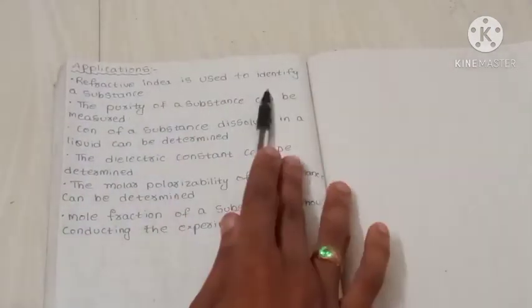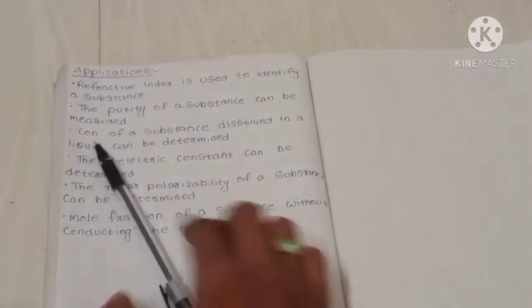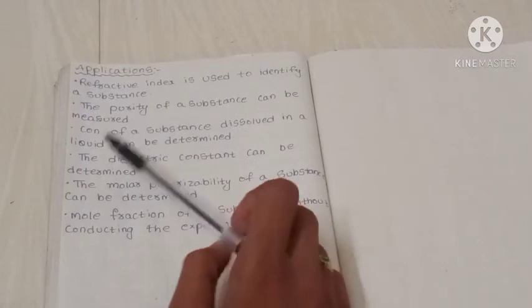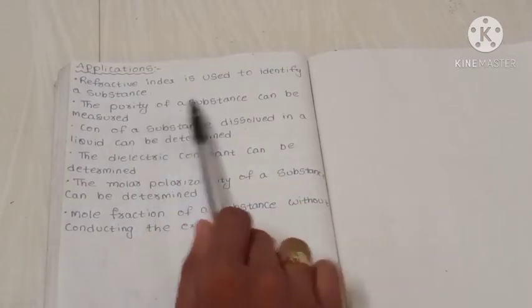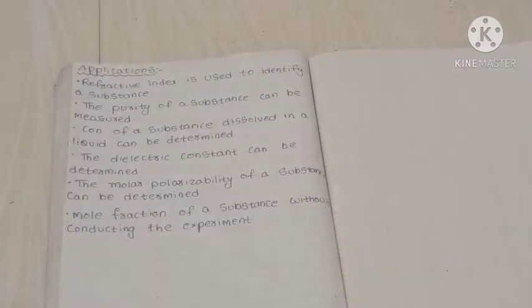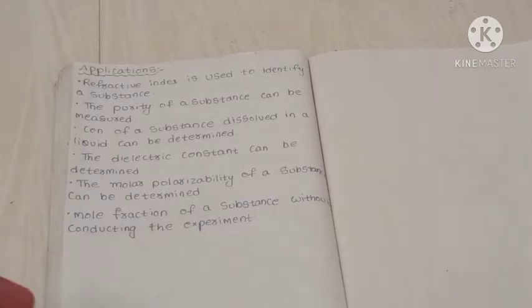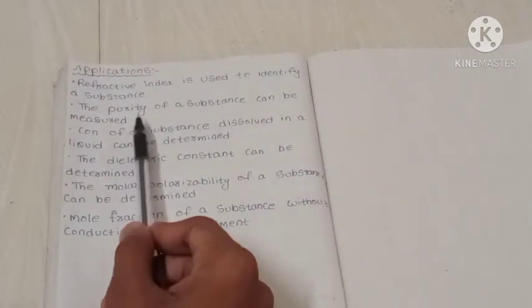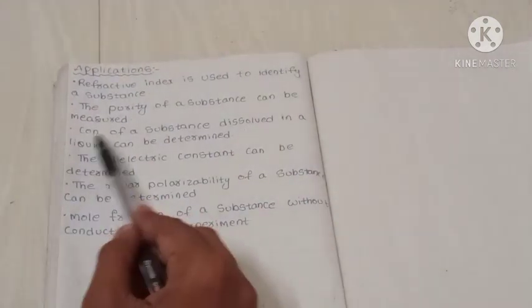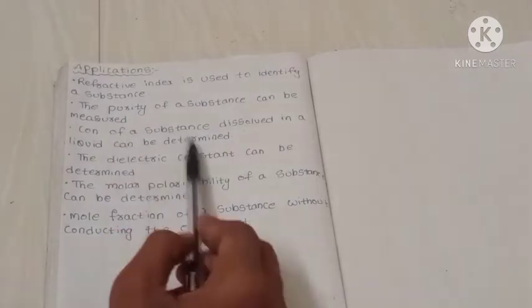Refractive index is used to identify substances. We can also measure the purity of a substance, whether it is meeting the pharmacopoeia standards or not. We can identify the substance, the purity of the substance, and the concentration of a substance dissolved in a liquid can be determined.